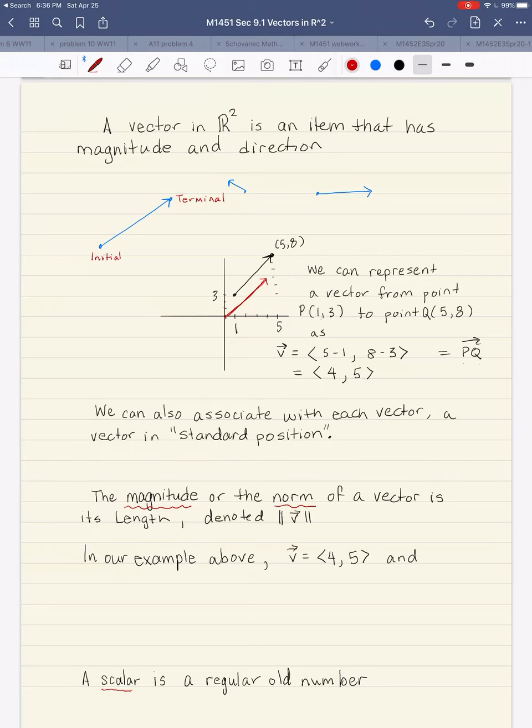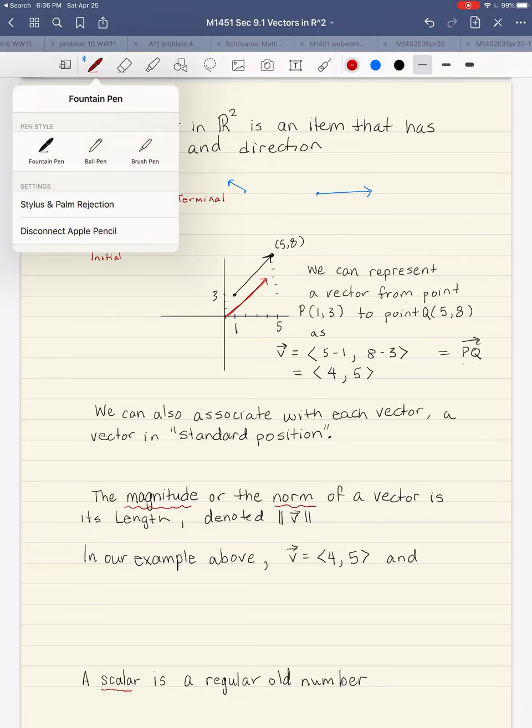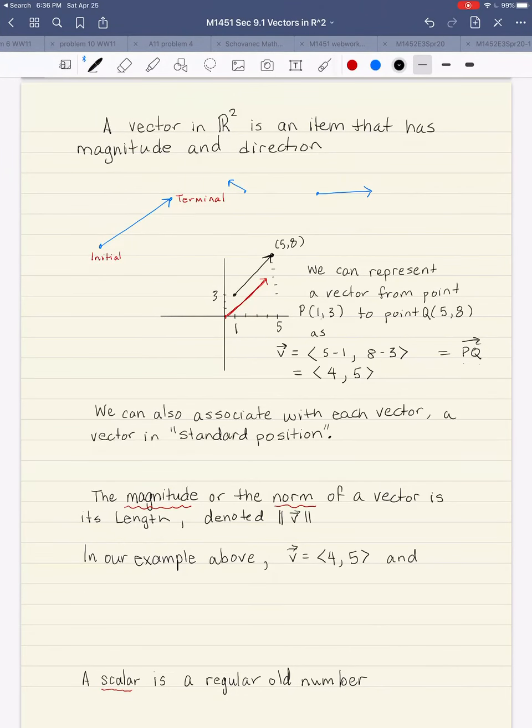The magnitude, sometimes called the norm of the vector, is just its length. And we can find that by using the Pythagorean theorem. For instance, let me draw that vector again. Put some coordinate axes down here. So we'll go from 1, 3. Oh, I'm not going to be able to get all the way up to 8. Let's make that 1, 3 to 5, 8. So that's 3, 4, 5, 6, 7, 8.